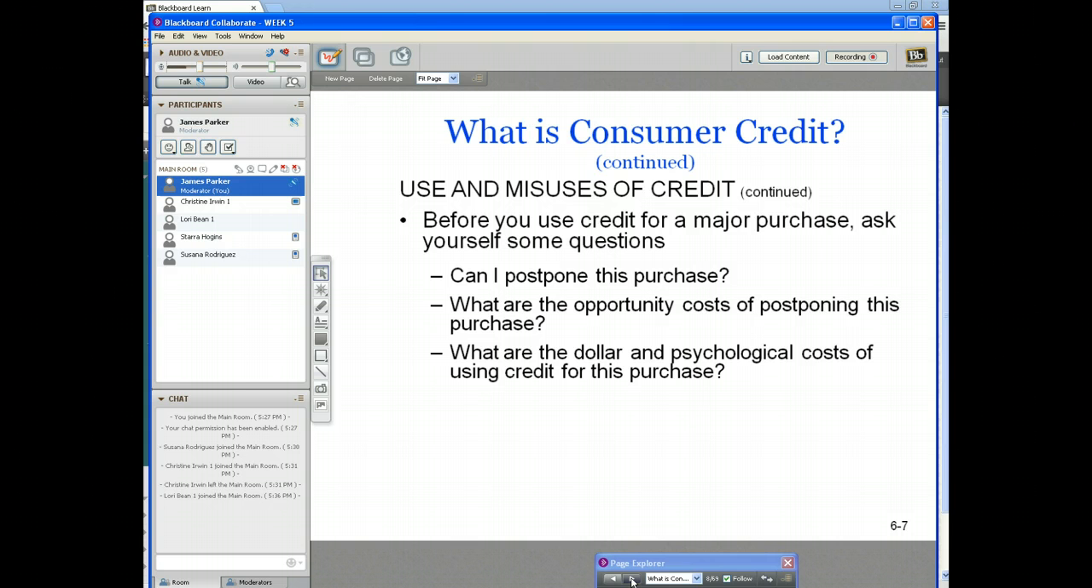What are the opportunity costs of postponing this purchase? If you did postpone it, what else could you do with that money? Opportunity cost means, what other uses there could be for that. And the psychological cost of using credit for purchases.